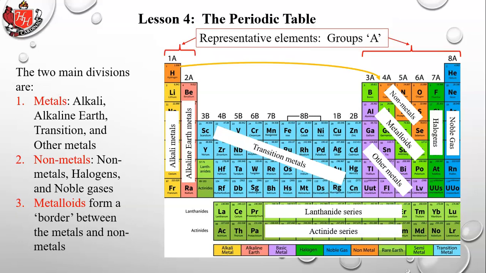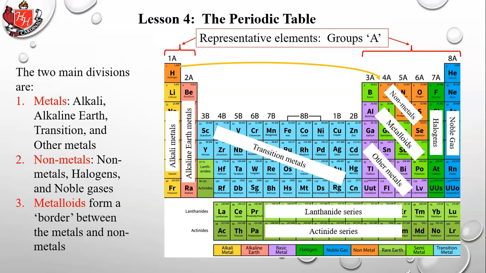Representative elements, group A. So those would be the first two columns, 1A and 2A, and the last six, 3A through 8A. Those are the elements that form valence electrons. And we haven't introduced that word yet. We will in just a few slides, but those are the electrons that actually create chemical bonds.